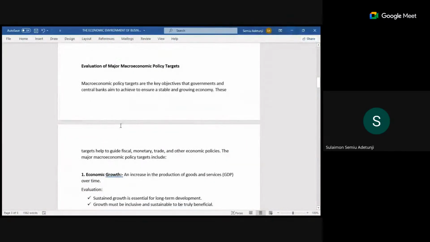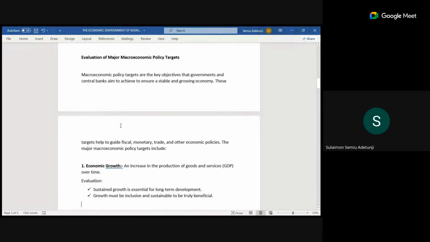Then let us now evaluate the major macroeconomic policy targets. What are the things we need to look out for in the macroeconomic policy targets? If there is a policy within the macroeconomy, what are the things we need to look out for?